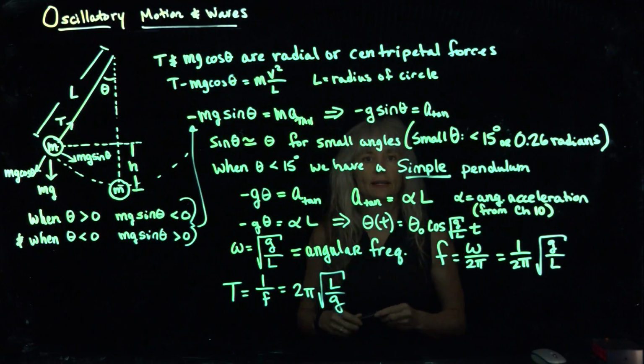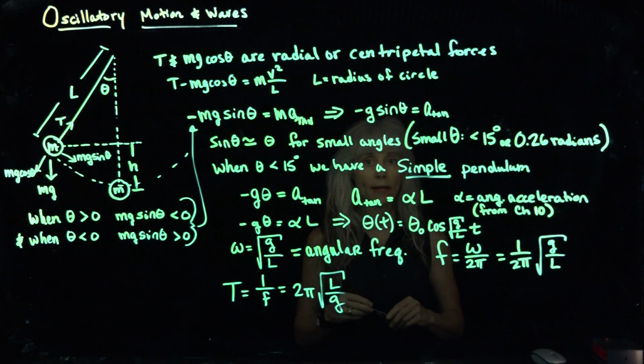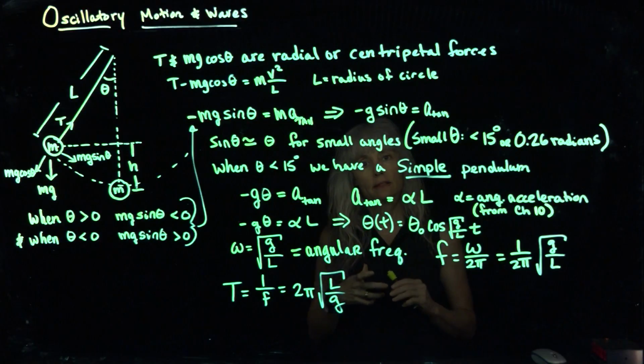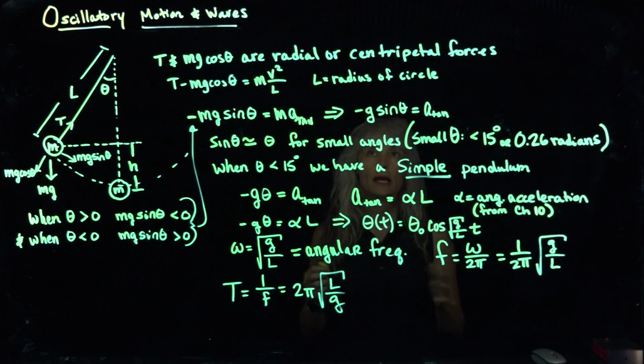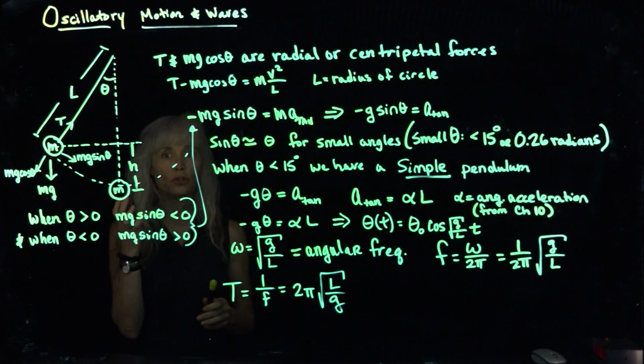Hello and welcome back. In this video we're going to further our discussions in Chapter 16 on oscillatory motion and waves. In the last lecture we began discussing the mass spring system and the different quantities involved to fully be able to describe the oscillatory repetitious motion of the mass spring system as it oscillates to and fro. In this video we're going to talk about the simple pendulum.